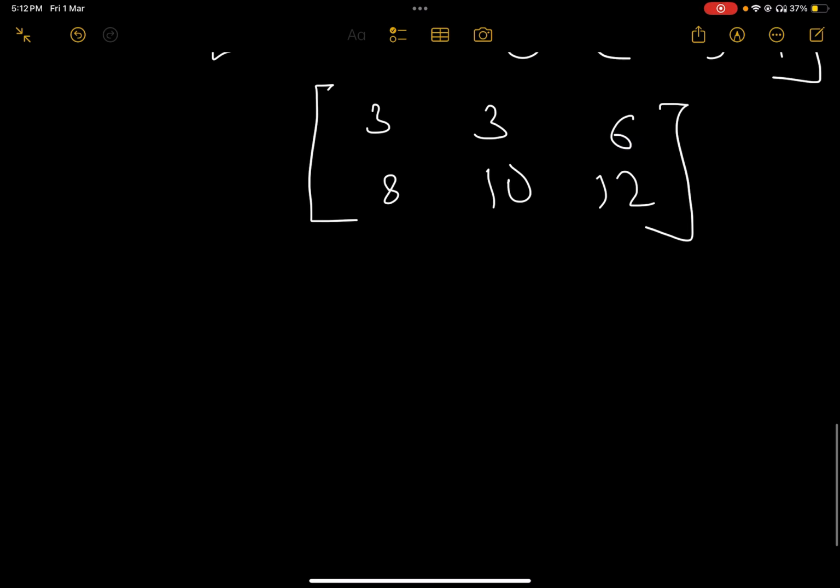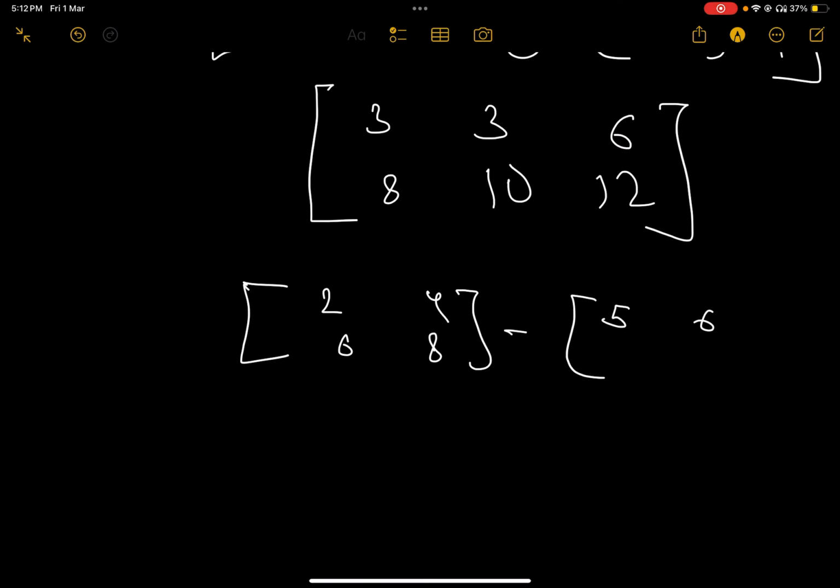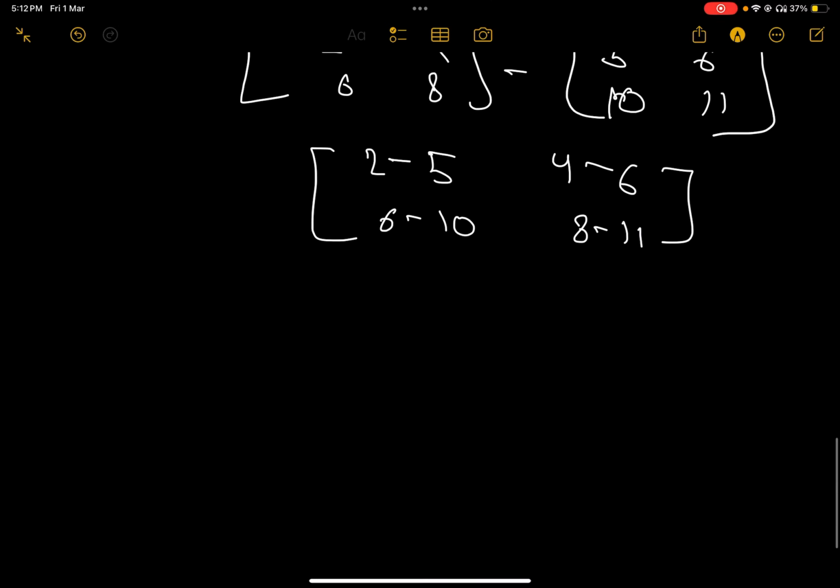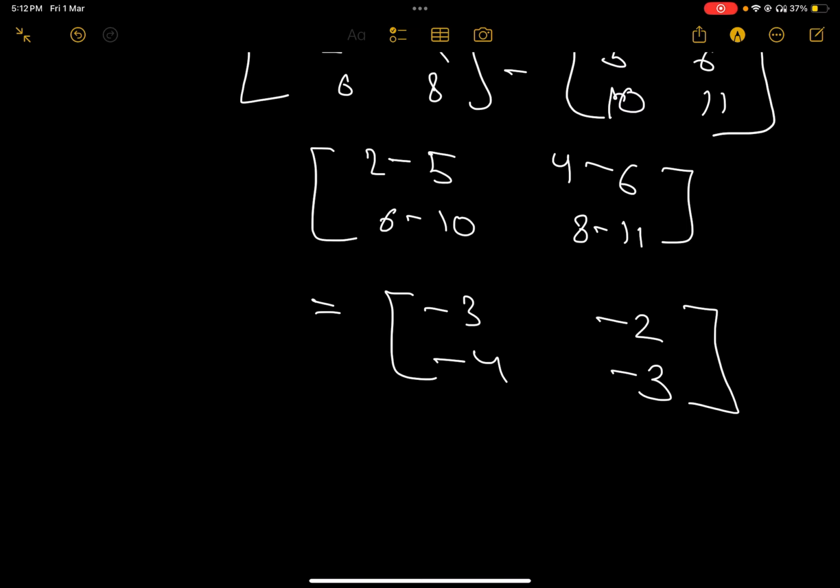Also, addition is similar to subtraction. The rules are the same. If we write 2, 4, 6, 8 minus 5, 6, 10, 11, we just do 2 minus 5, 4 minus 6, 6 minus 10, 8 minus 11. The answer would be minus 3, minus 2, minus 4 and minus 3. Okay.